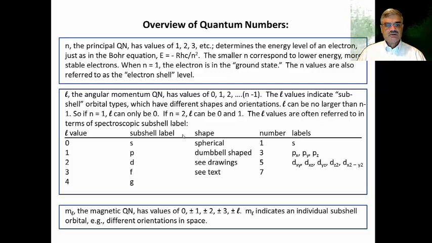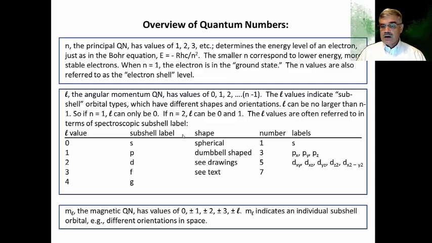Now, the n values can also be referred to as electron shell levels. Sometimes we will talk about the first shell and the second shell and the third shell in terms of n equals 1, 2, and 3. l is called the angular momentum quantum number. And it has integer values starting at 0, up to 1 less than the n value.